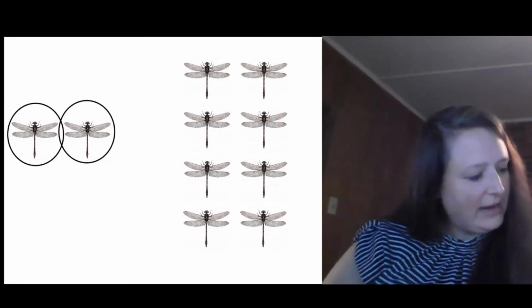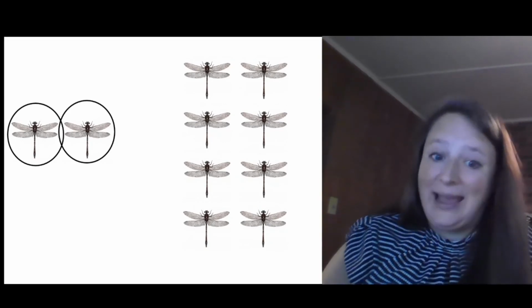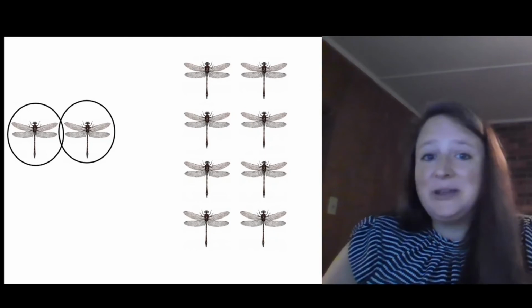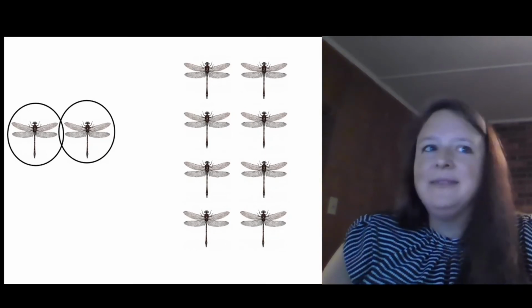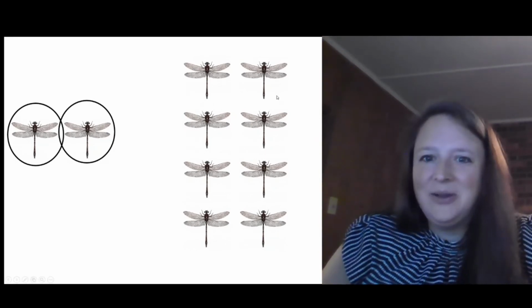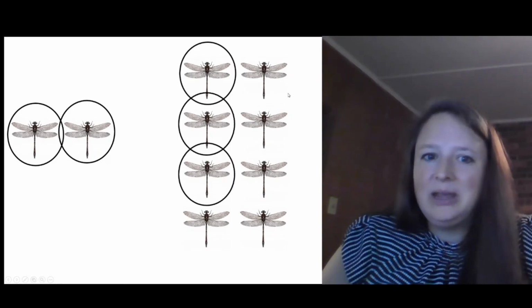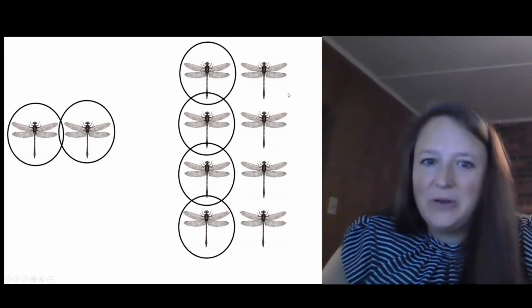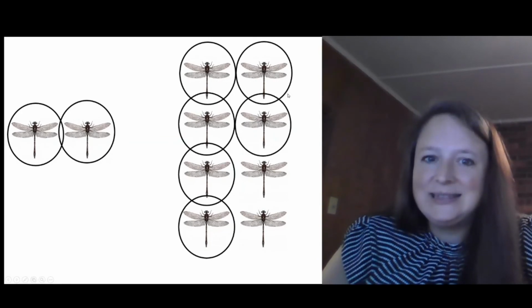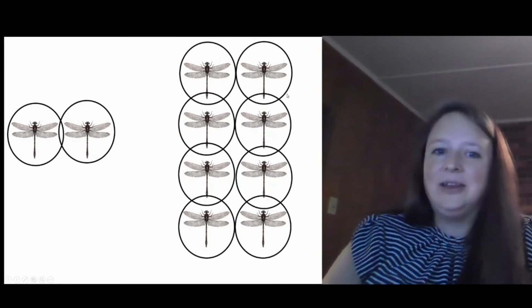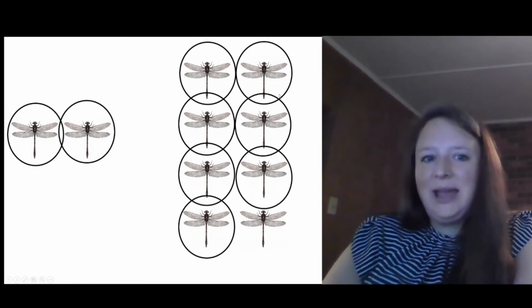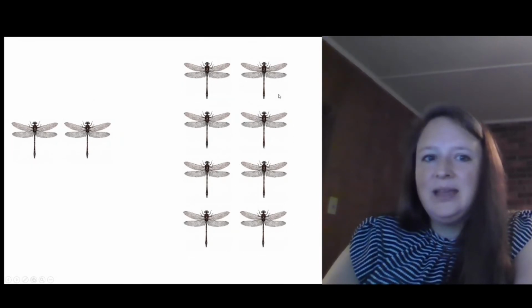And it says 8 by the bug vane. Should we count and check to make sure that that's 8? Let's count. Are you ready? Count with me. 1, 2, 3, 4, 5, 6, 7, 8. Whew, that is 8. So we have 2 and then 8.